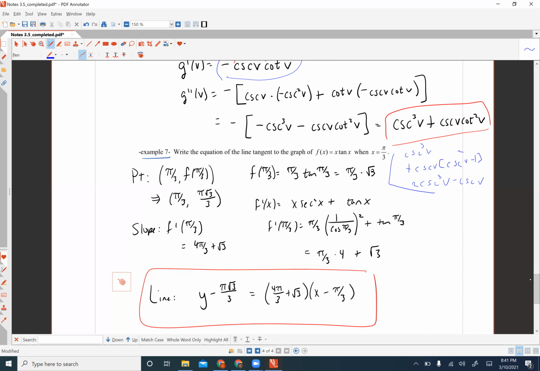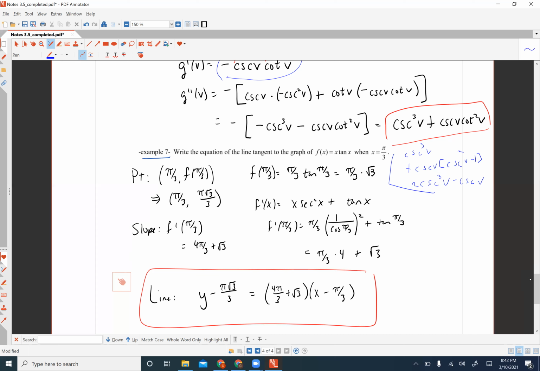Okay, so write the equation of the line tangent to the graph of x tangent x, where x equals pi over 3. So what we have to do is get the slope. We have to find the derivative and evaluate the derivative at pi over 3. And then we need the value of the function at pi over 3, right? Because we're going to get y minus y1 equals slope times x minus x1. Okay, so we know the function goes through pi over 3. So f of x at pi over 3, what do you get?